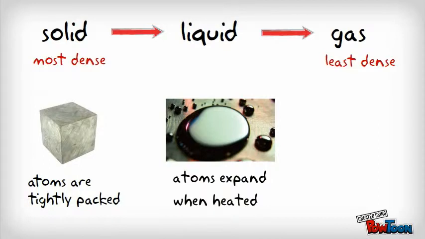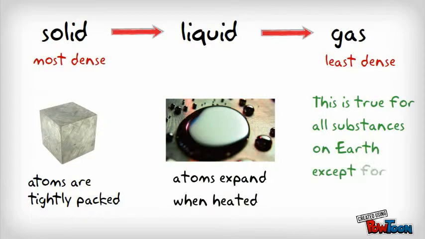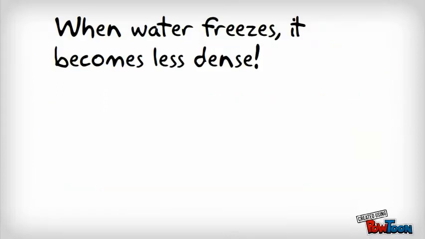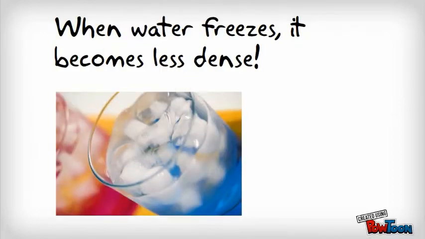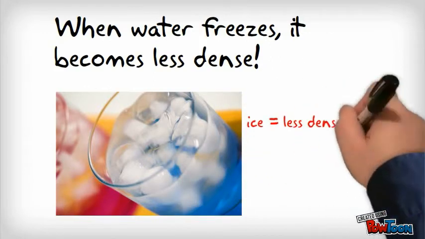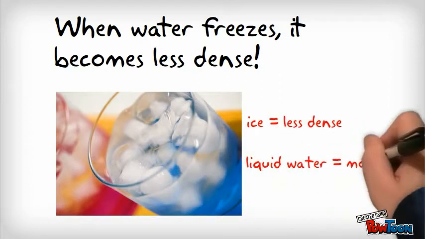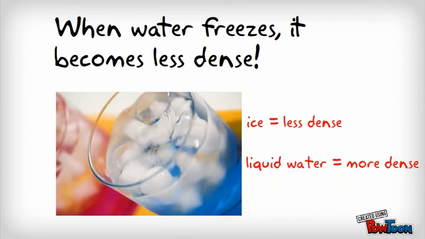This is true of all materials on Earth except for one. And that one material is water. When water freezes, it actually becomes less dense as a solid. You can see evidence of this when you put ice cubes into water. The ice cubes float, so that means that solid water, or the ice cubes, is less dense than liquid water. Again, water is the only substance on Earth that works that way.